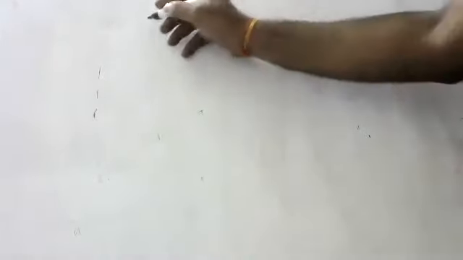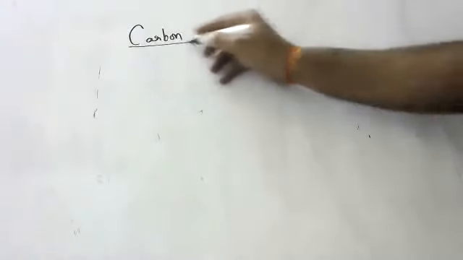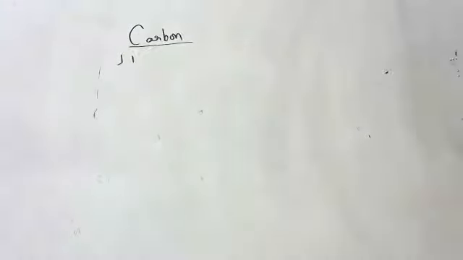Okay, children, so we will discuss carbon compounds, some important questions in this lesson. First question, children. What is the molecular formula of alkene and alkane with 20 carbons?